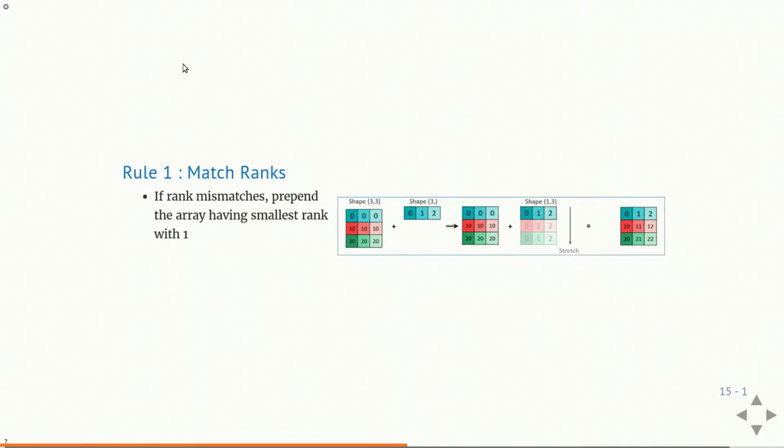Three simple broadcasting rules. Rule 1 tries to match the rank of input arrays, and if the rank mismatches, it prepends the array with the smallest rank with 1 and keeps on doing so until both arrays have the same number of axes. For instance, if we want to add this two-dimensional, or rank 2, array into this rank 1 array, first rule 1 will be applied, and rule 1 will prepend 1 in this array and transform its shape from 3, to 1, 3. At the end of rule 1, both the arrays will have the same number of axes.